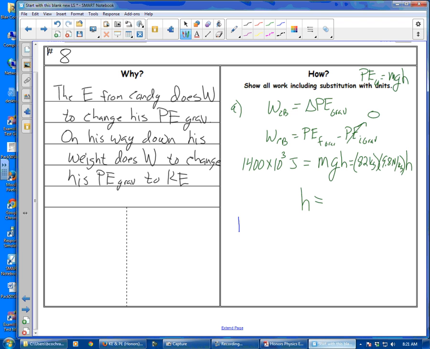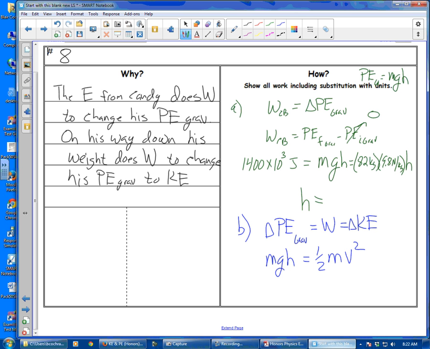Then we go on to part B, and in part B, on his way down, his weight will do work to change his potential energy gravitational to kinetic energy. So again, he has potential energy gravitational because of his position. Work's going to be done on that and change it into kinetic energy. His potential energy gravitational will be mgh. His kinetic energy will be 1/2 mv squared. And again, we would end up with that negative sign thing, realizing it's taking it from one form to the other.